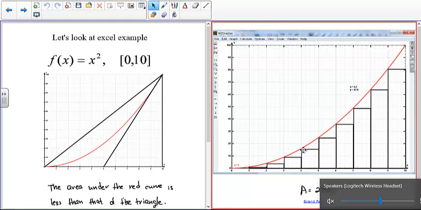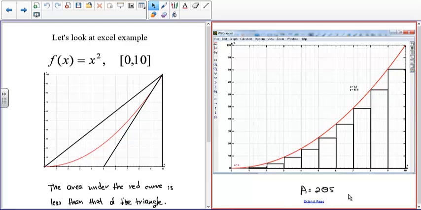Okay. So you add all those areas up. 1 plus 4 plus 9 plus 16 plus 25, etc. And you get, there we go. You get an area of 285.